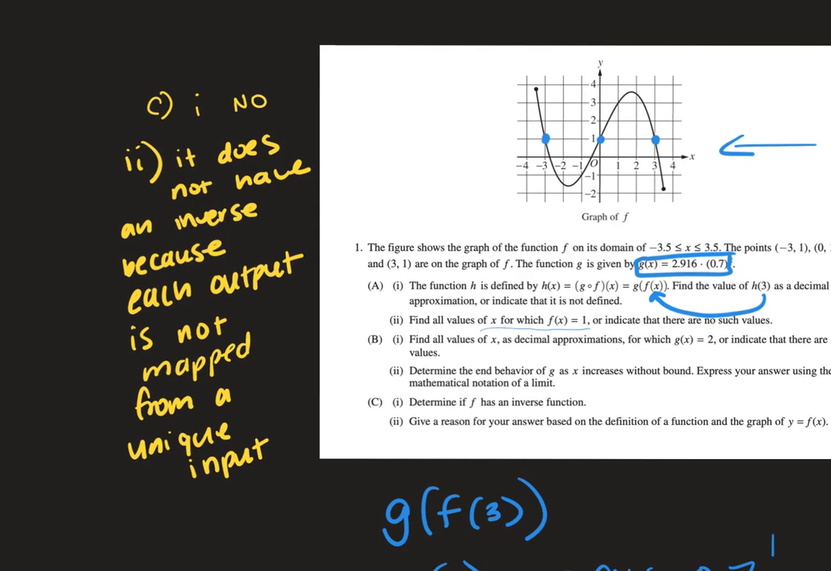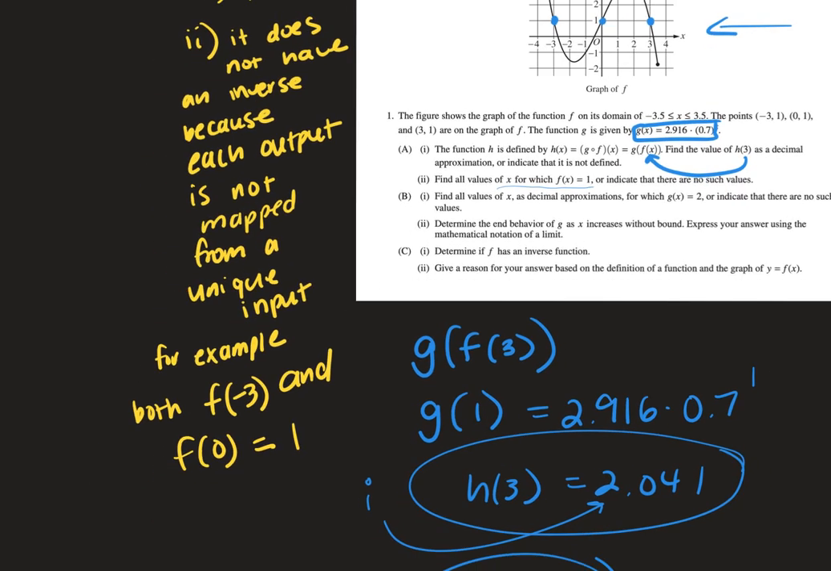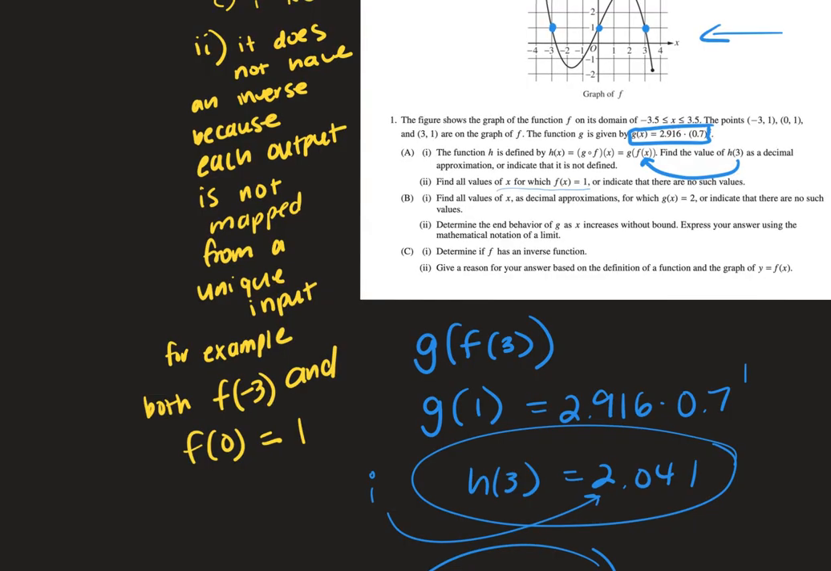Saying it fails the horizontal line test will not get you the point. Saying it's not one-to-one will not get you the point. And not even that is enough. We have to say why. So for example, what makes this fail that test is, for example, both f of negative 3 and f of 0, or f of negative 3 and f of 3, or f of 0 and f of 3, any two combinations of those equal 1. That's for CII.